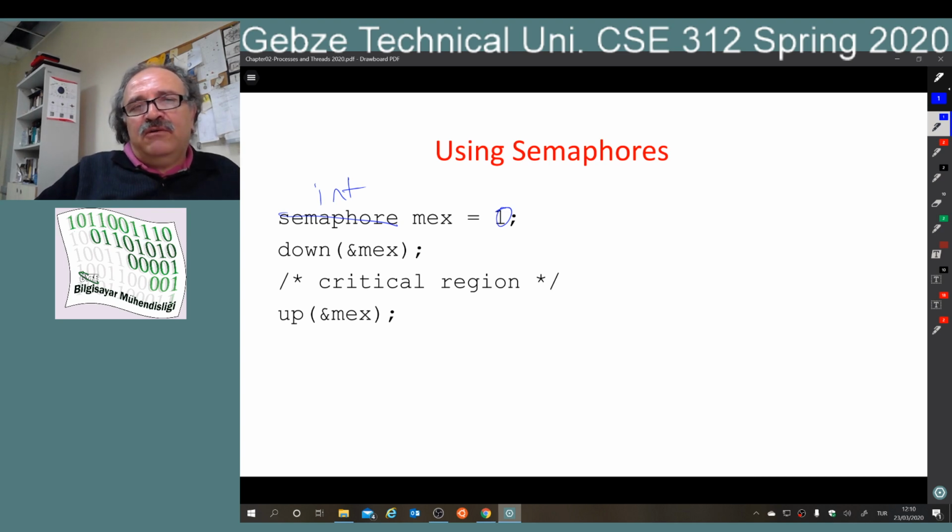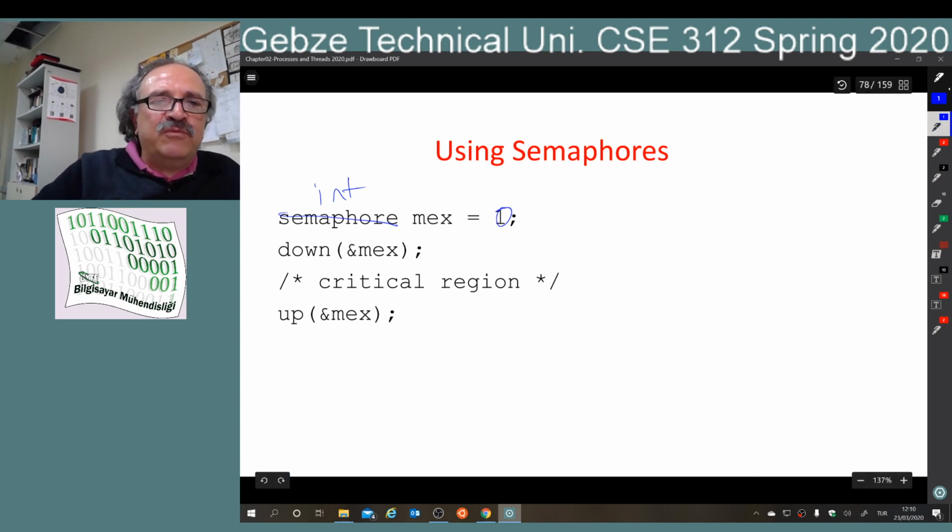Why? Because it is 0. And I will not wake up until that mutual exclusion semaphore becomes greater than 0. When it is greater than 0, I will wake up. The operating system will wake me up, and I will decrement it. I will enter my critical region.